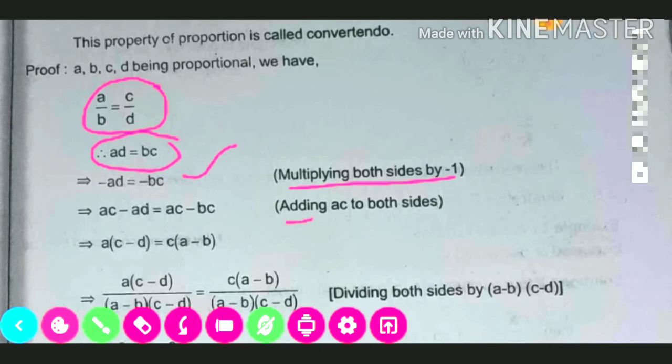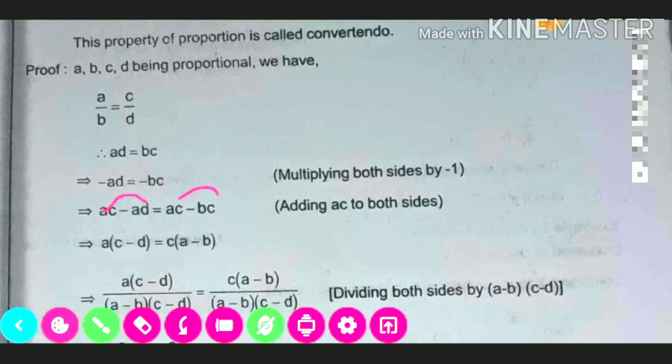Now we add AC to both sides, so this will come. Now from this pair and from this pair we are able to take common. From the first pair, A is common, because here it is AC and AD. So we take A common, and C minus D remains. And from this pair we take C common.